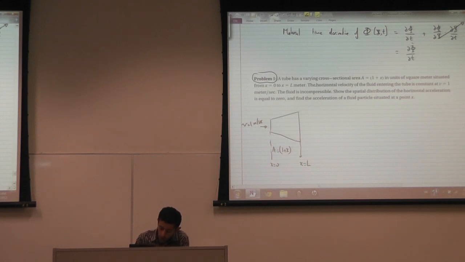Fluid is incompressible means that A multiplied by v is constant, equal to A multiplied by v at the entry. At the entry, A multiplied by v is equal to 1. At any point inside, 1 plus x multiplied by v is equal to 1, which means the velocity is decreasing. As you move, the particle slows down. Because the particle slows down, there is an acceleration. How much is that acceleration?